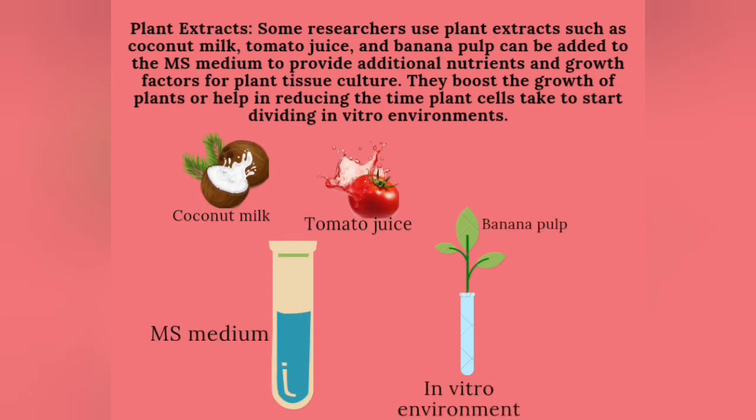Plant extracts. Some researchers use plant extracts such as coconut milk, tomato juice, and banana pulp that can be added to the MS medium to provide additional nutrients and growth factors for plant tissue culture. They boost the growth of plants or help in reducing the time plant cells take to start dividing in in vitro environments.